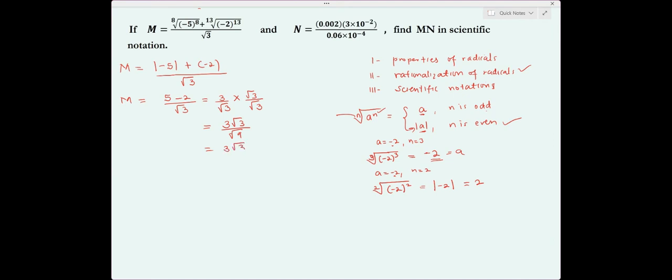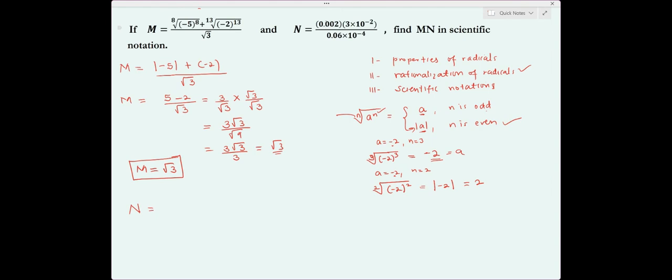And this will be 3 root 3 over 3. So this will just give us what? Root 3. So we can say that m is nothing but the square root of 3. Okay, now to answer n, I'll talk about something later, but what is n?